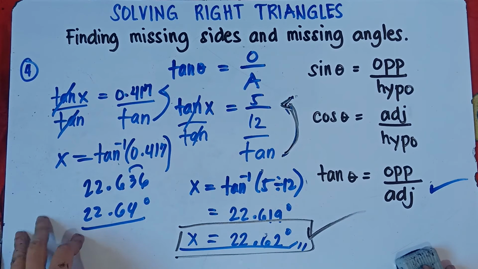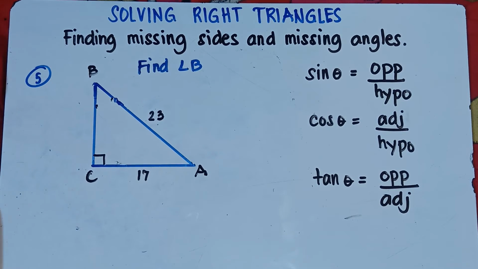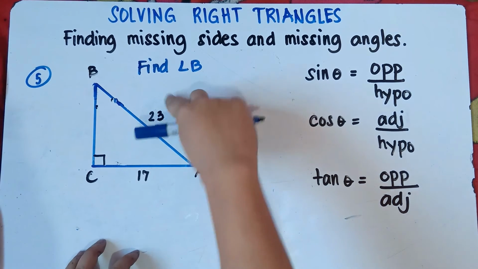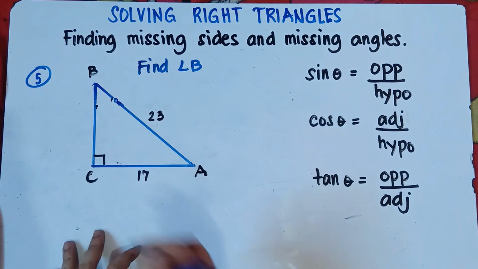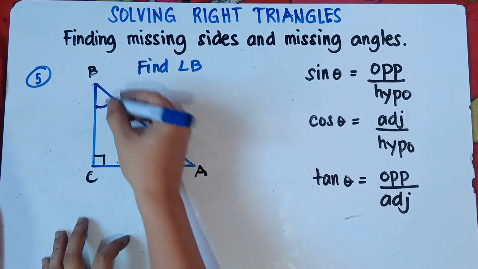Alright, let's try the last example, class, number 5. So example number 5, we're told to find angle B. So we're down to the last example, class. Once again, you need to check which sides are involved. So we have this side and this side. We're told to find angle B. So angle B is our reference angle.